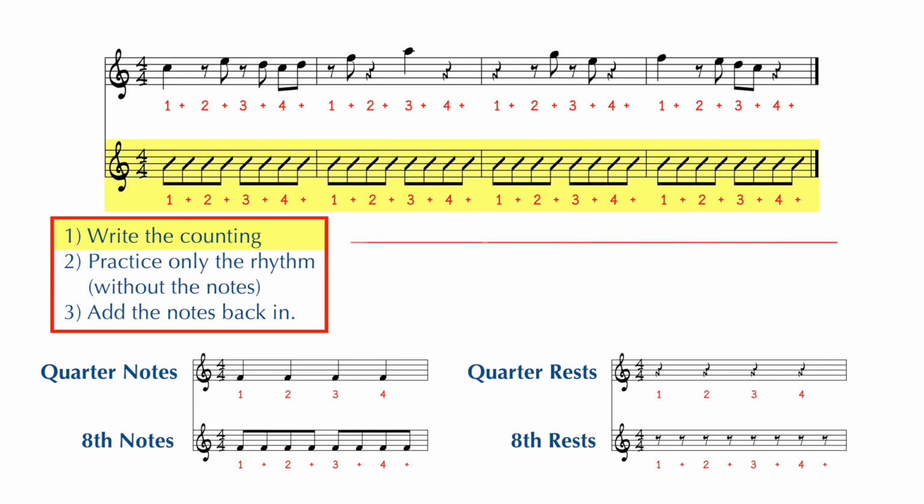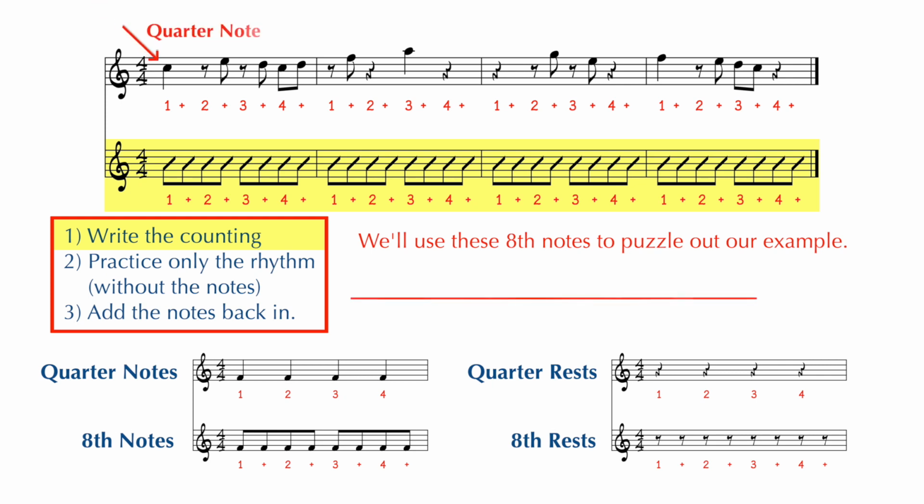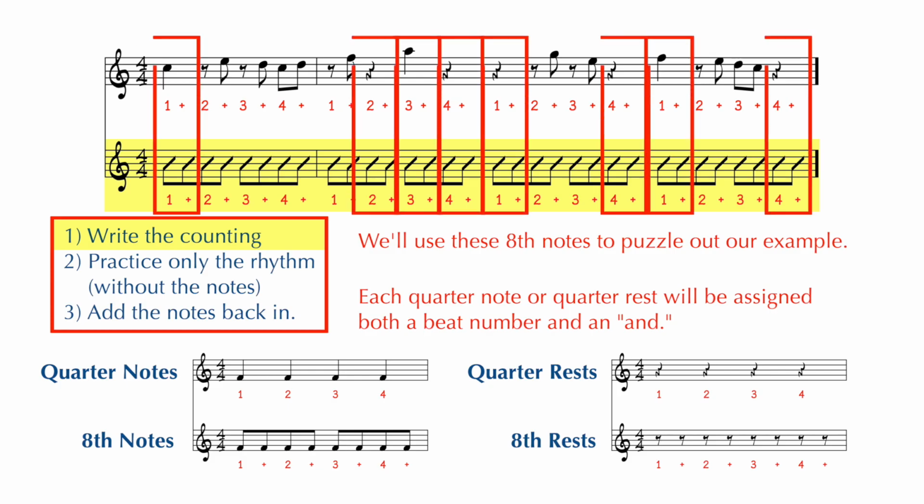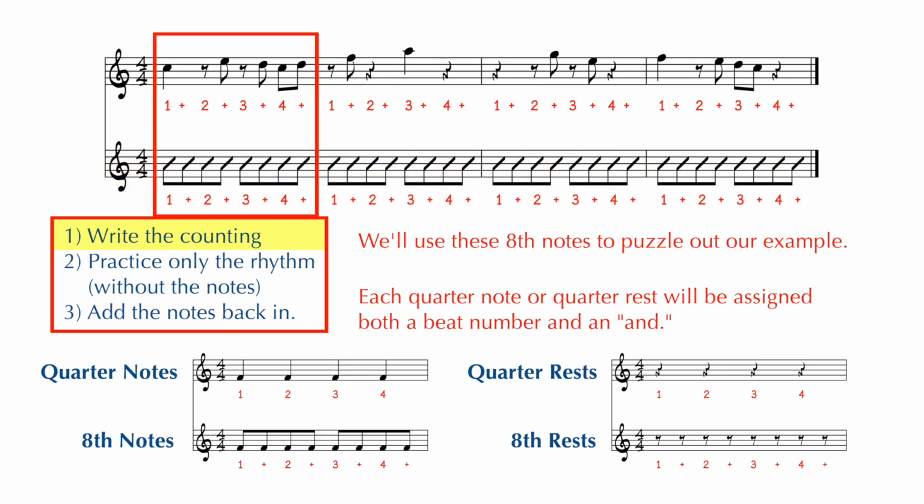Here's a string of eighth notes with the counting underneath. We're going to use this to subdivide the playing example. The first note is a quarter note, which is made up of 2 eighth notes. All of the quarter notes and quarter rest will be assigned a beat number and an and. Here's how it breaks down.